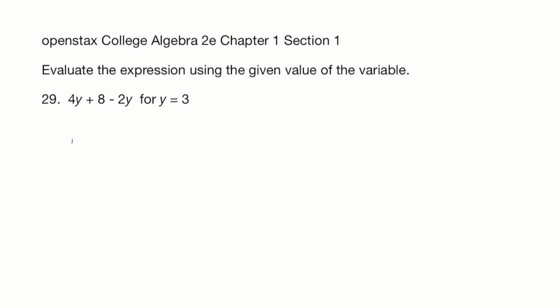Okay, so we have 4y, and instead of y, we put a 3. Then we have plus 8 minus 2y, and so instead of y, we will put 3. We can do the multiplications, and so 4 times 3 is 12. Then we have plus 8, and then we have minus 2 times 3, and that is 6.